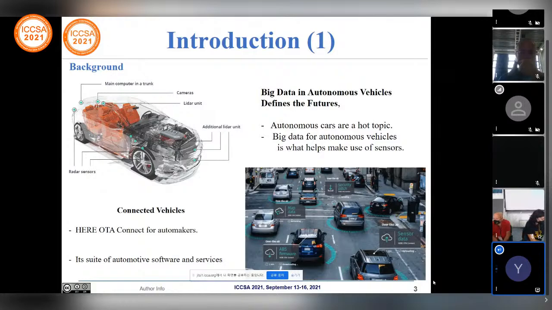And this is going to be the object of this topic. And connecting the car with the data is very, very important.